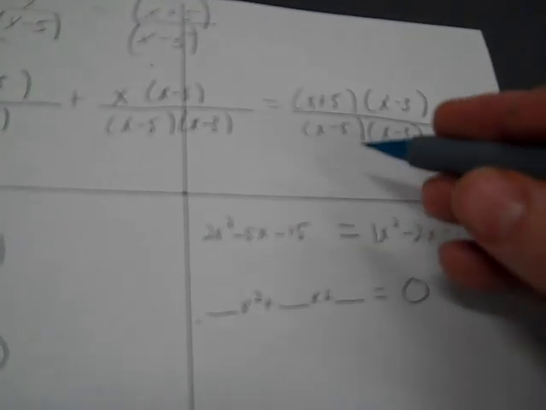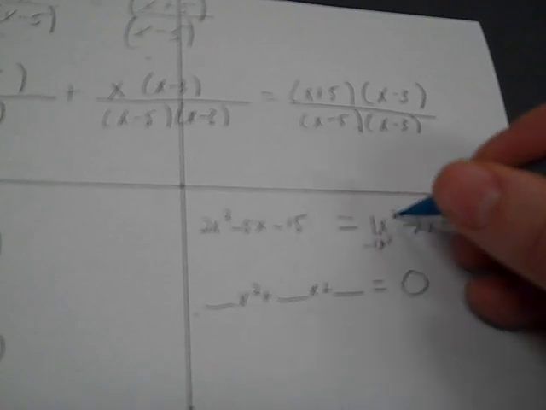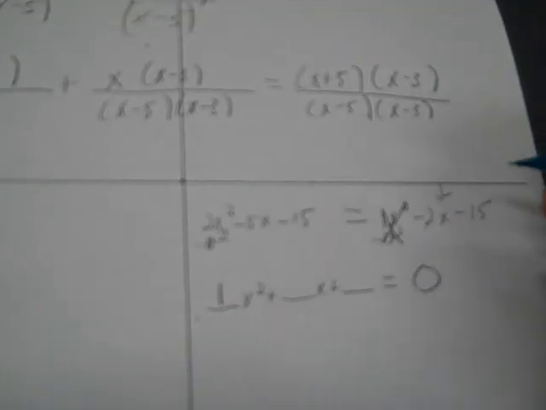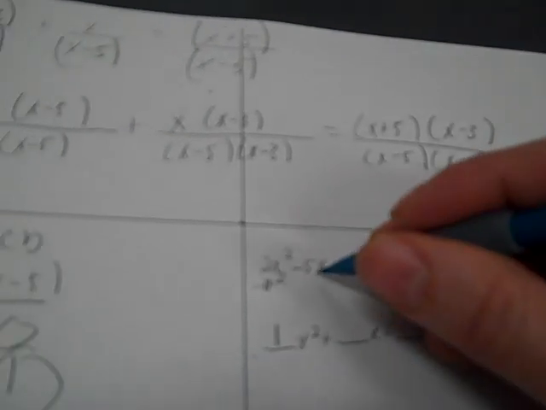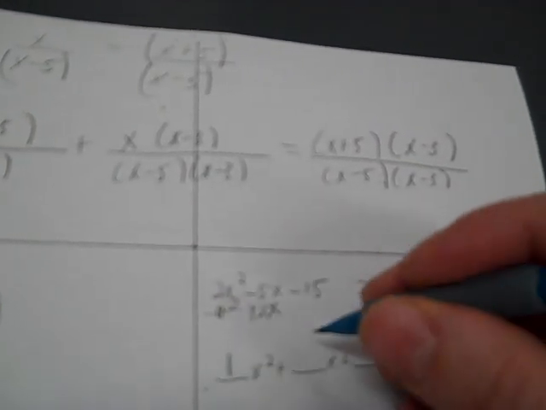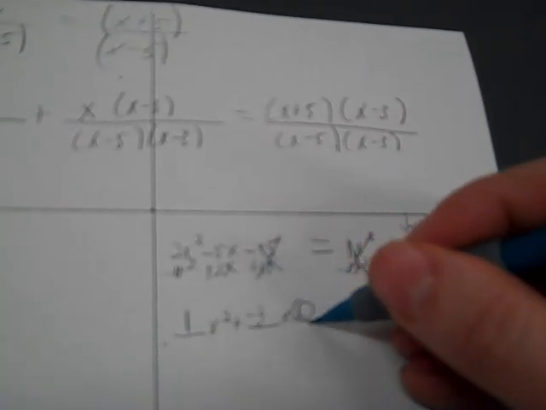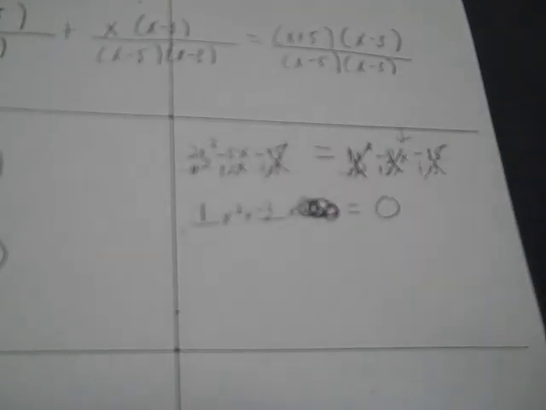Okay, so x to the second. First I need to subtract 1x second from the 2, and that's 1. For x, I need to add 2x. Oops, my bad. Wait a second. No, it's right. So minus 3x. And then for the numbers, I add these, but then this funny little thing happens. Negative 15 plus 15 is 0. So we get rid of that space. Well, now I only have two terms.